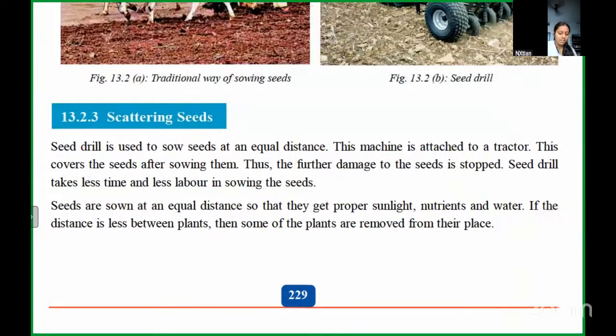The seed drill is used to sow seeds at an equal distance. It is attached to a tractor. It covers the seeds after sowing them, so further damage to the seed is stopped. A seed drill takes less time and less labor. Seeds are sown at equal distance so that they get proper sunlight, nutrients, and water. If the distance between the plants is less, some of the plants are removed from their place.